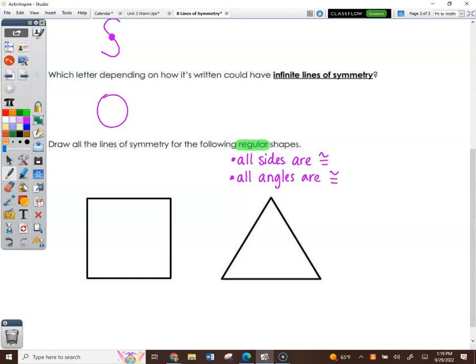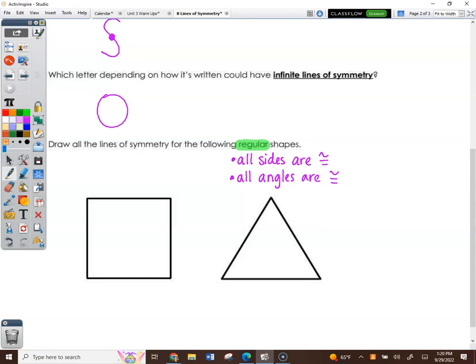Go to the first shape. We have a square here. They tell us that it's regular, so we know for sure this is a square, which means all four sides are equal and all four angles are equal: 90 degrees. I want you right now, actually you should have already done it, to draw dotted lines, or solid, where you could fold it and it would match.